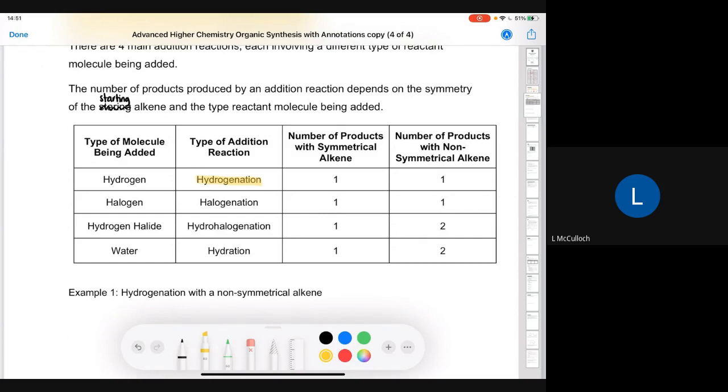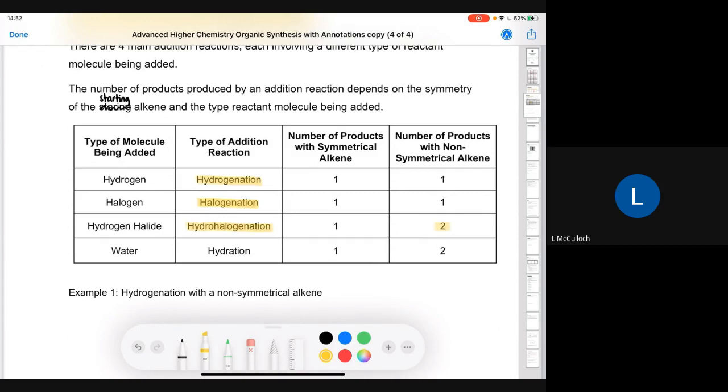If we add on a halogen, like fluorine, chlorine, bromine, iodine, it's known as a halogenation. With a symmetrical alkene, we get one product, and with a non-symmetrical alkene, we get one product. If we add on a hydrogen halide, like hydrogen chloride, hydrogen fluoride, hydrogen iodide, we call it a hydrohalogenation. We'll get one product with a symmetrical alkene and 2 products with a non-symmetrical alkene.